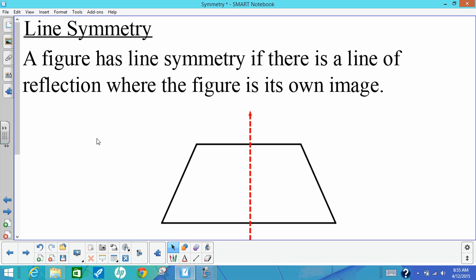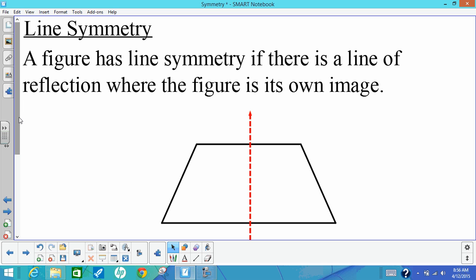So this occurs if we can draw any line or lines. A figure can have more than one line of symmetry, but if we can draw a line through a figure, and if we reflect the figure over that line, it looks exactly the same. So the reflection is the image of the original figure.